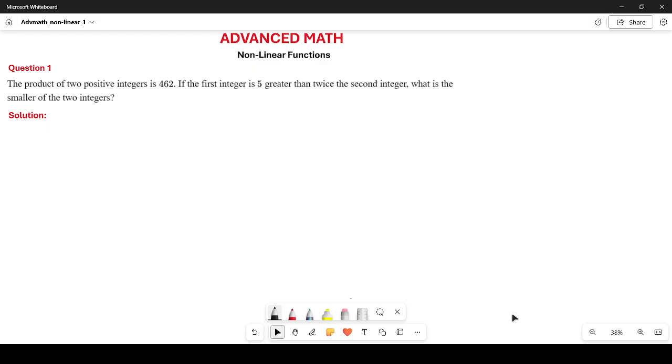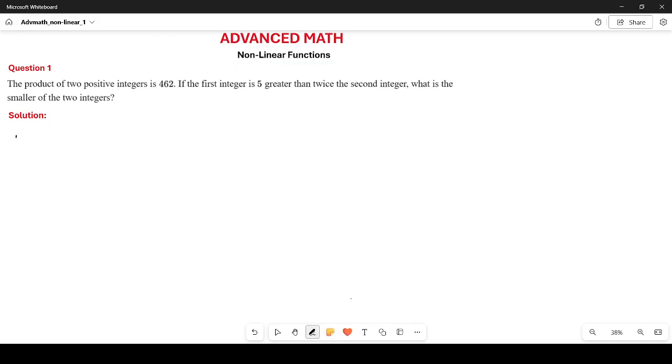So basically in this problem, they have given us a relation between two integers, specifically two positive integers. It's given that their product is 462 and the first is 5 greater than twice the other. And we are supposed to find the smallest of these two numbers. So let's assign some variables for these integers for setting up equations and having more clarity.